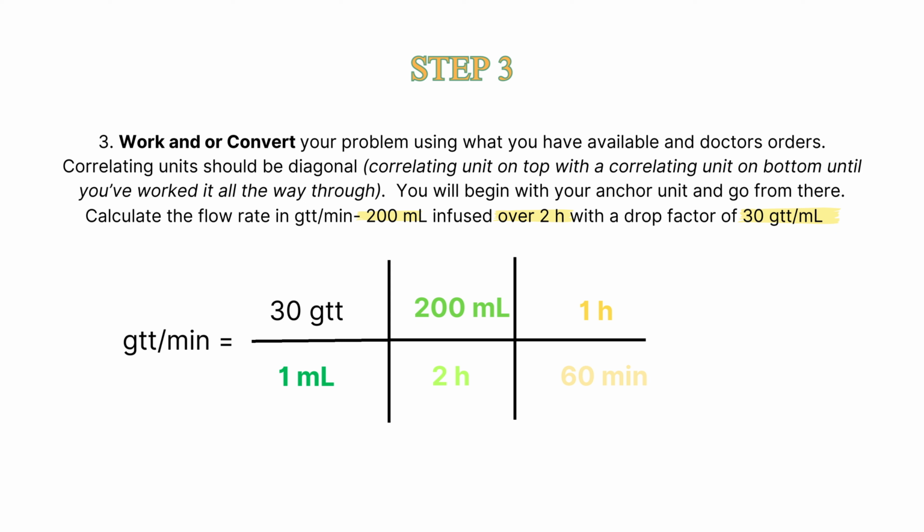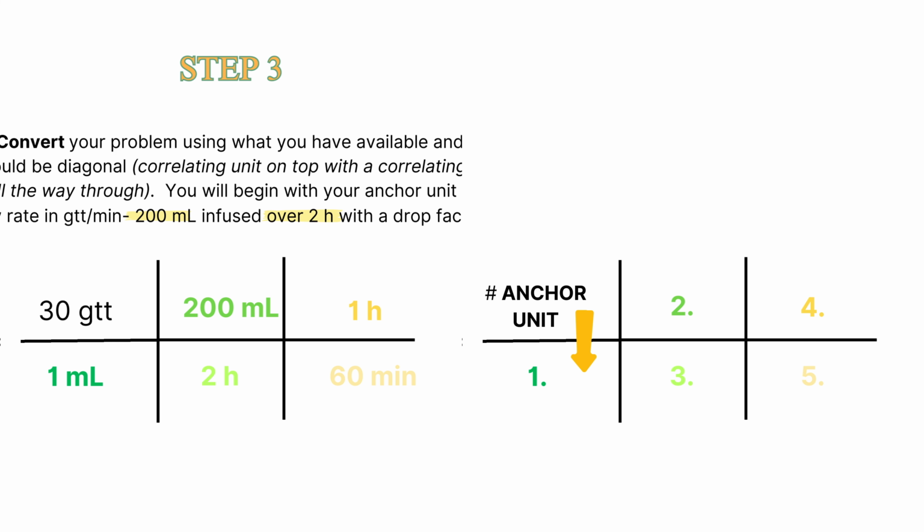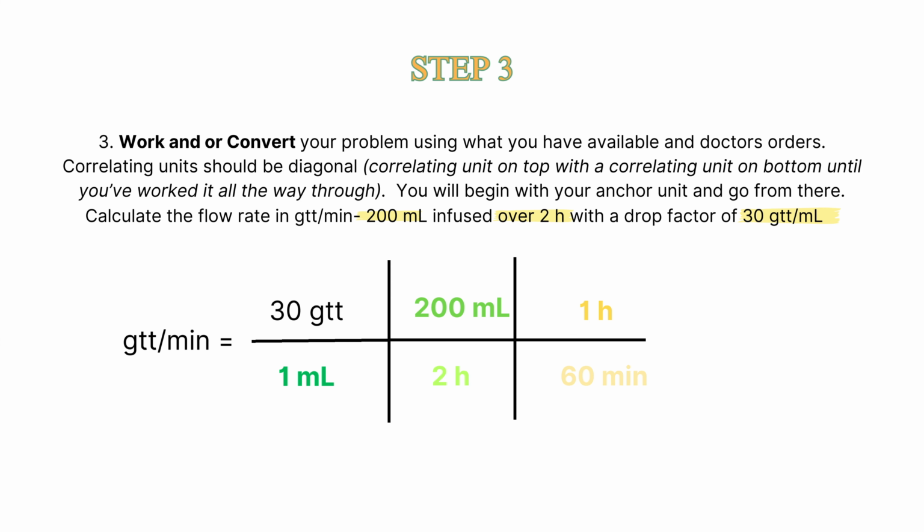Another thing I want you all to notice is that I didn't just plug in my numbers in any old random box. I went in a specific order, which I'll show you here. This is also key because not only do we need to make sure that our units are correlating, diagonal from each other, one on the top, one on the bottom, you also want to make sure that you're flowing in a specific order.